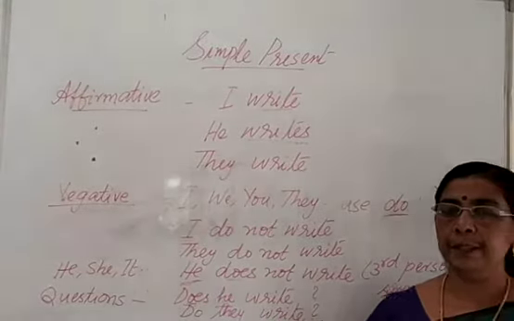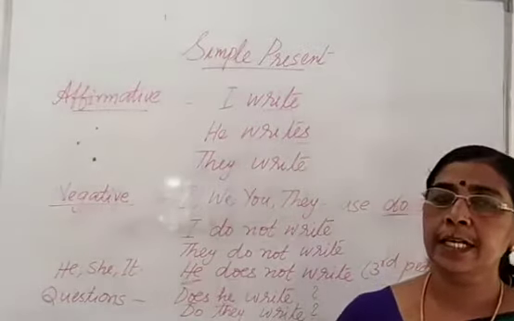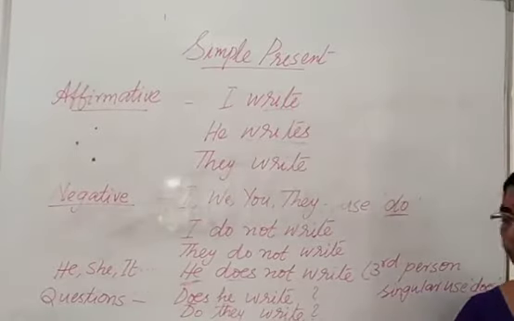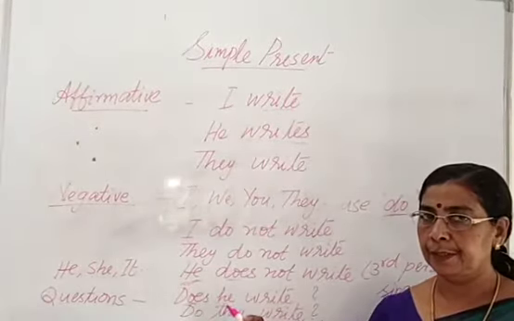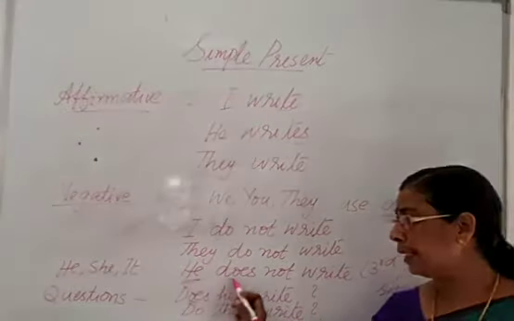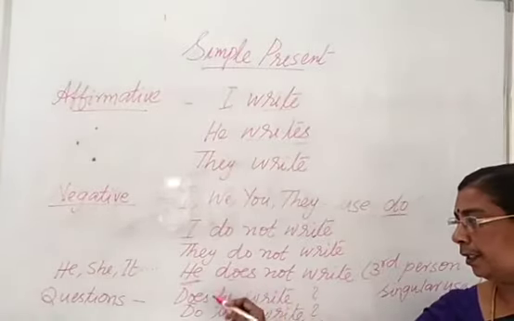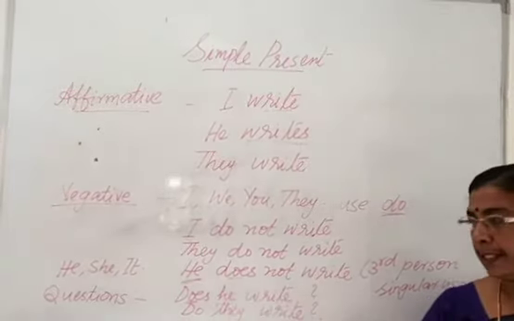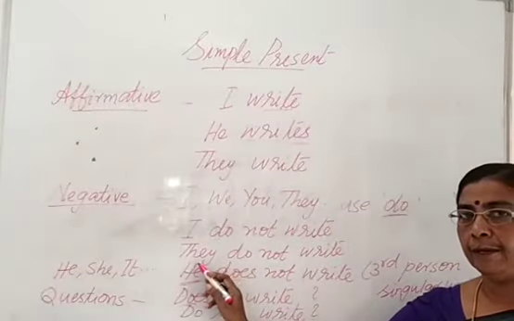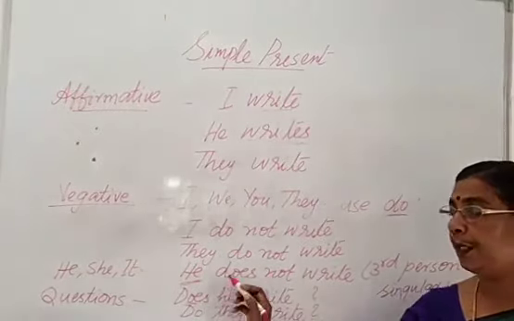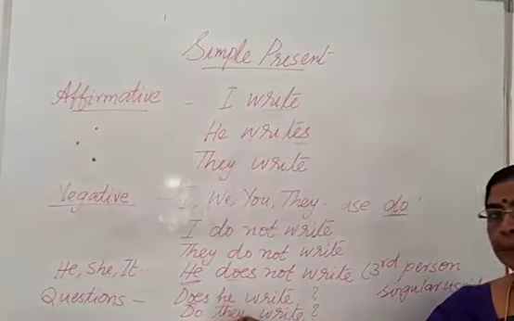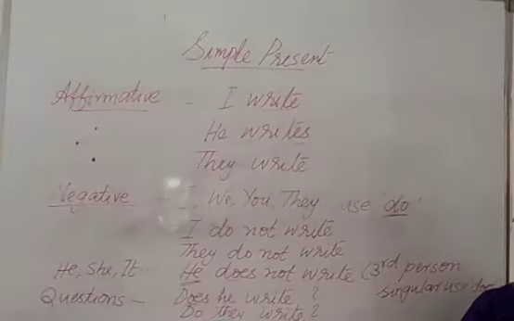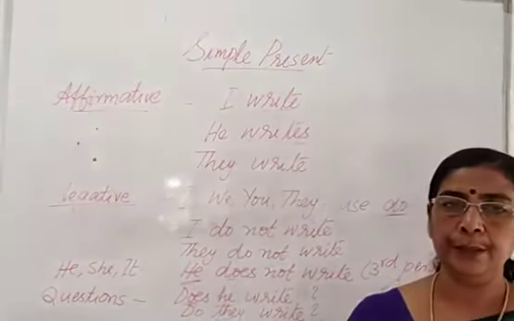Okay children, changing a statement into a question is done like this. It's very easy. We change the positions of the subject and the verb. He is the subject, does is the verb. We brought the verb first to make it a question, and then the subject: does he write? And for they, we know we have to use do to make a question. So we brought do first, the verb, and then the subject: do they write? Okay children, clear to you?